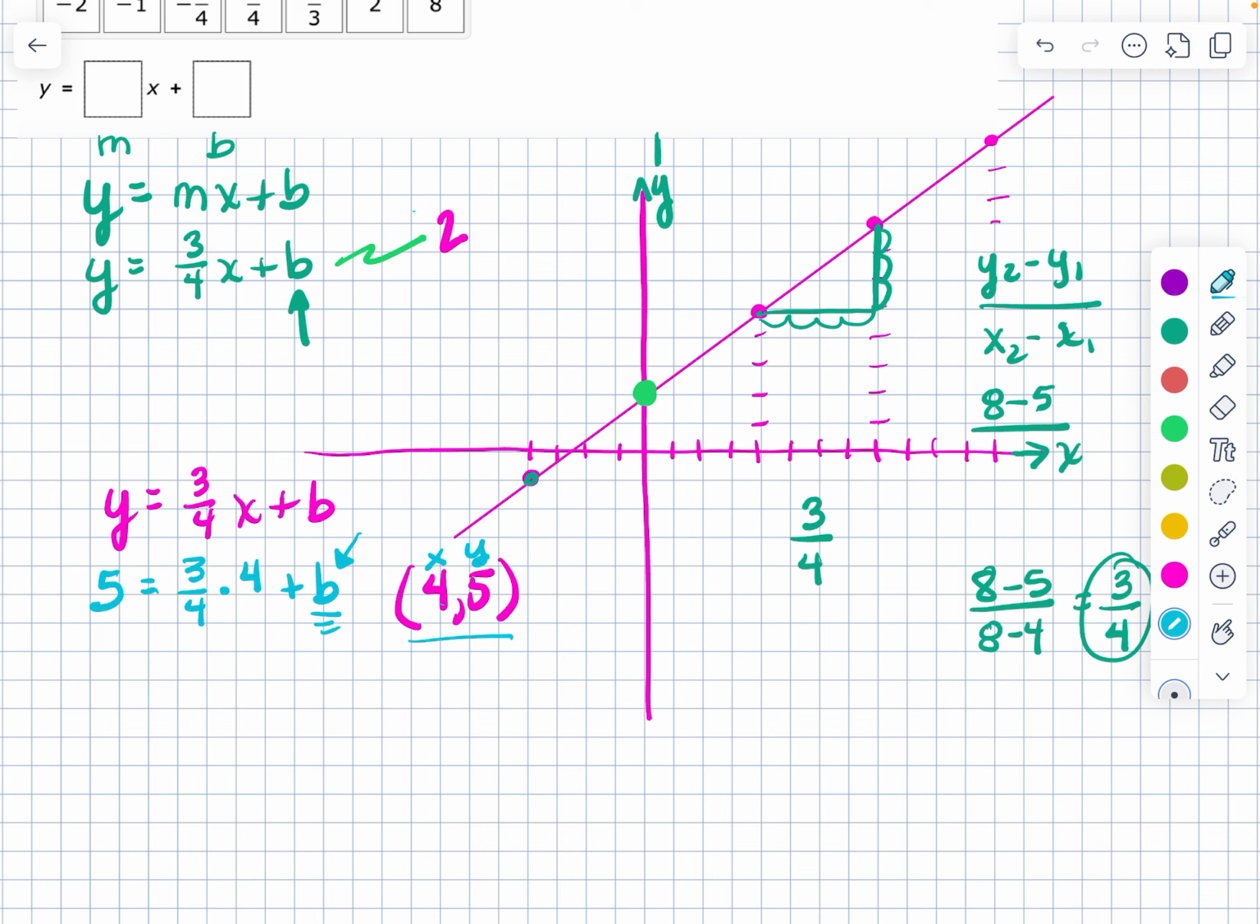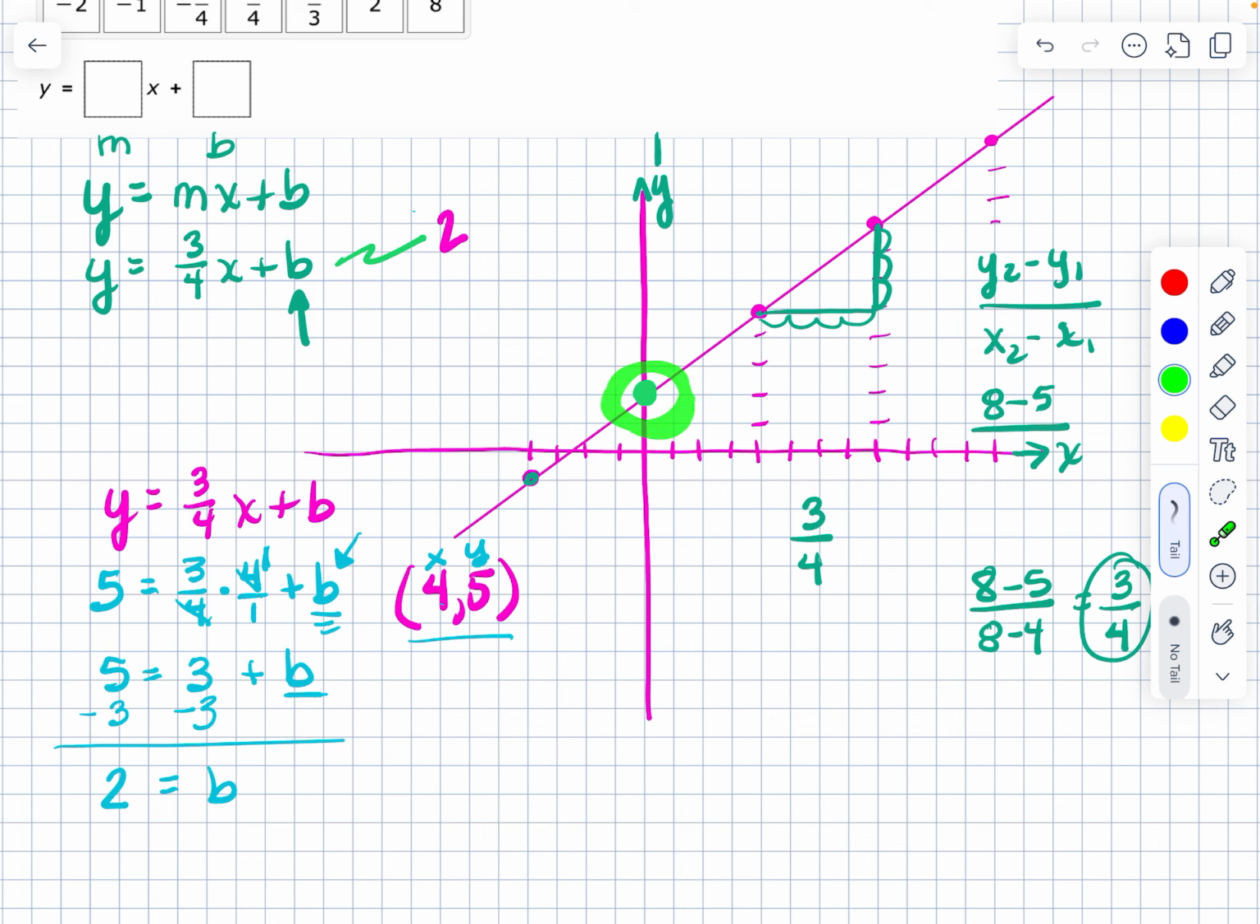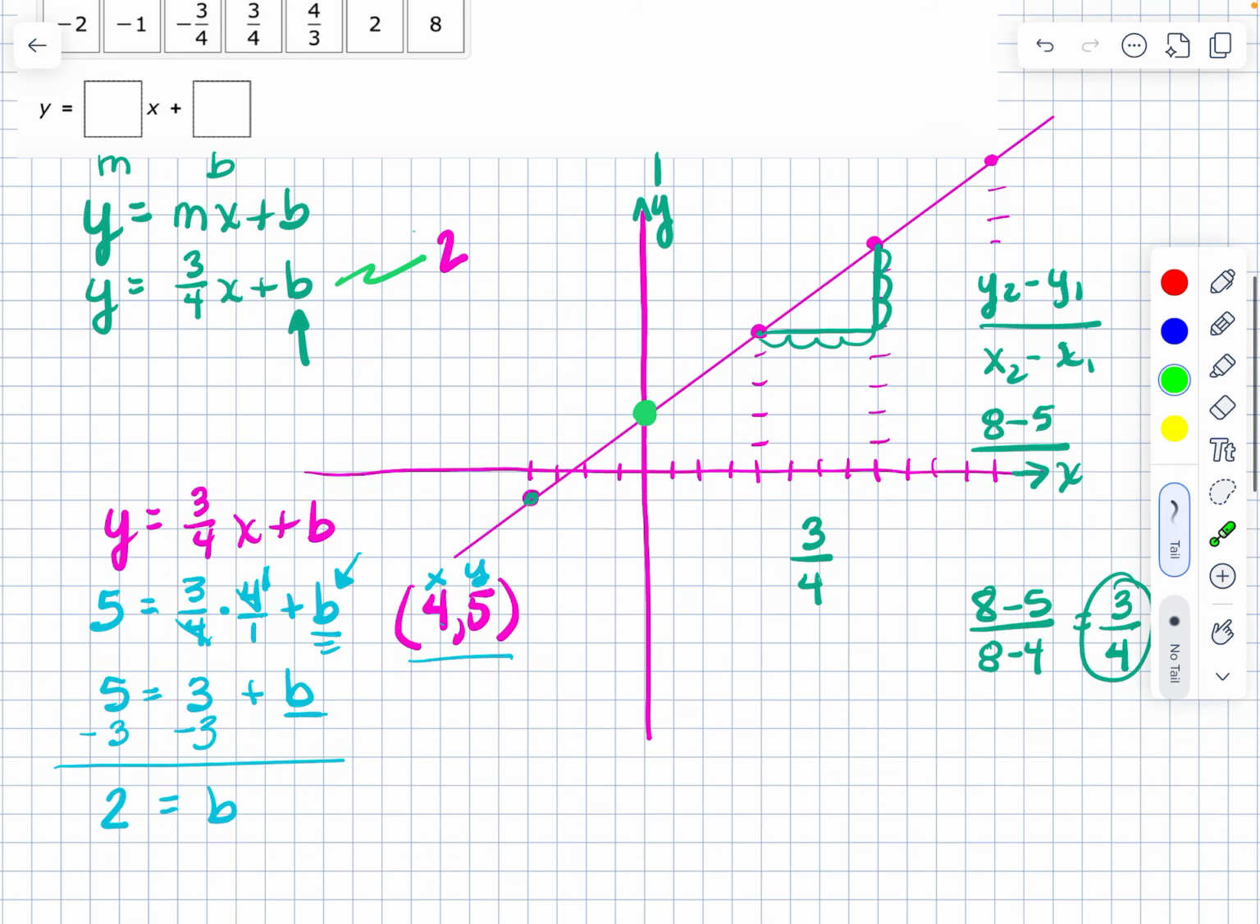So now I'm just going to do 4 over 1 here. 4 goes into 4 one time, so I'm just left with 3. So I've got 5 equals 3 plus b. I want to isolate this, so I'm going to subtract 3 from both sides. And now I get 2 is equal to b, just like we saw right here visually. b is equal to 2. So there's a couple of ways you can do it.